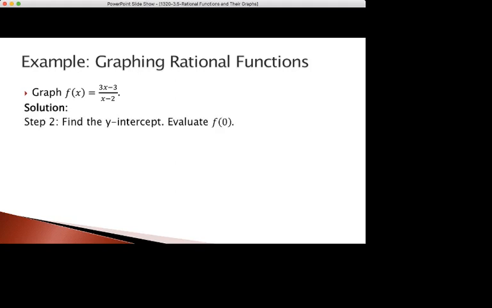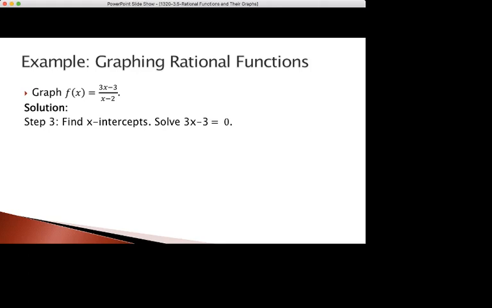Step 2, find the y-intercept. To do that, evaluate f of 0. So take our function f, replace x with 0, evaluate it, and we conclude that the y-intercept is equal to 3/2.